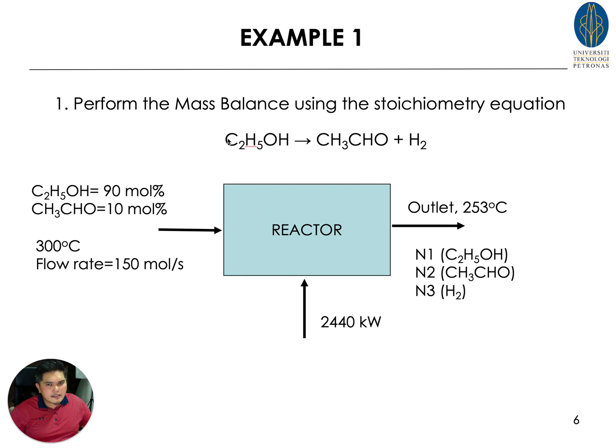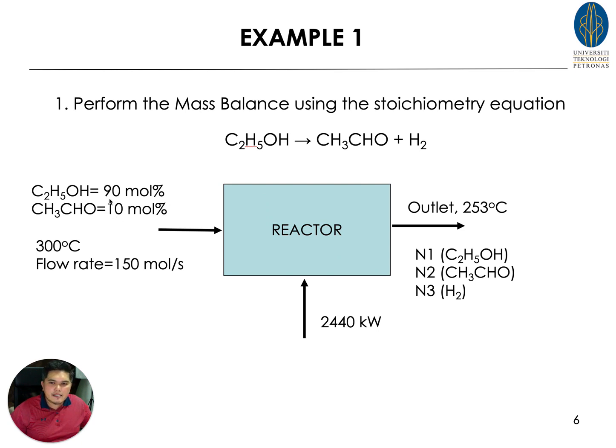You can see here there are 2 carbon atoms and 6 hydrogen atoms. Similarly, we have here 2 carbon atoms, 3 plus 1 is 4, plus 2 is 6 hydrogen atoms, and 1 atom of oxygen. Alright, so this is balanced. And then we look at the inlet part.